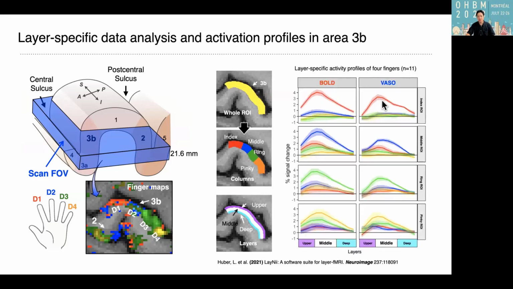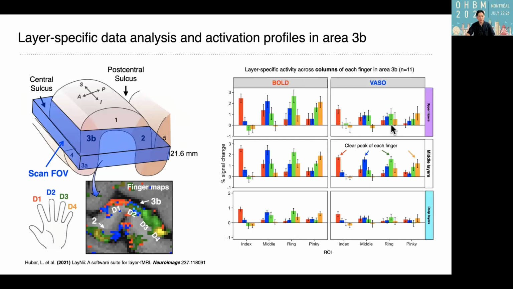And we also found a clear finger representation in the middle layers of 3B, rather than in the upper and deep layers, from the VASO profile. In contrast, the BOLD activities showed a mostly similar pattern across all layers.